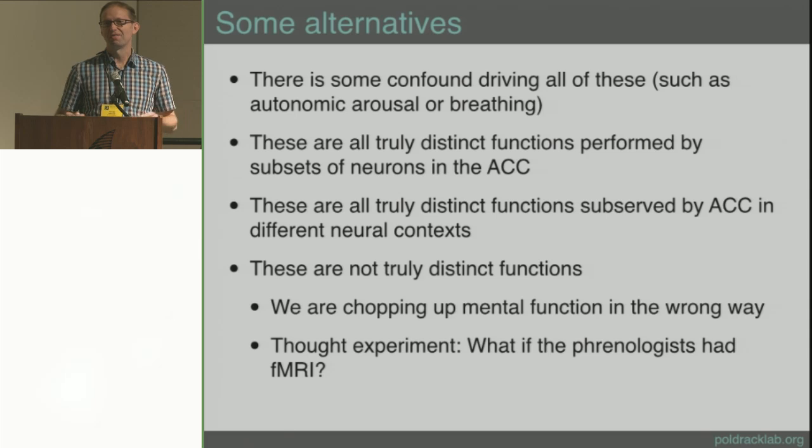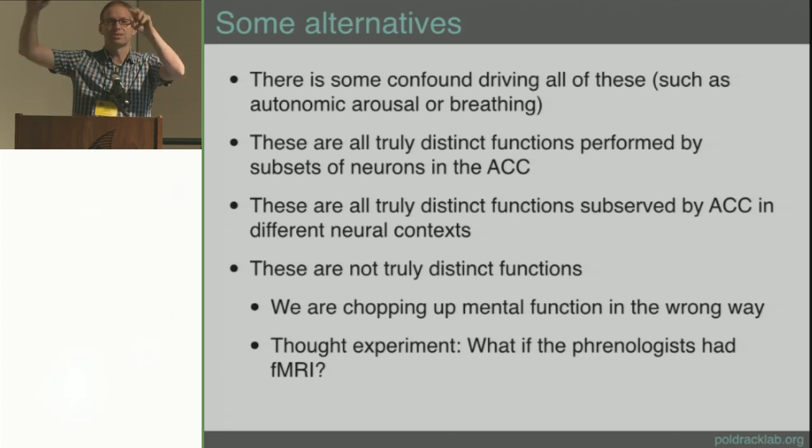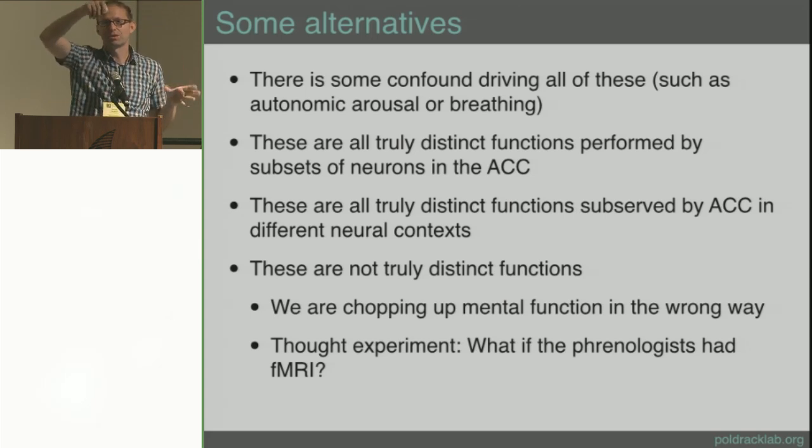It could be that there's some confound driving this. Whenever we do a task, we breathe harder, and that's driving it. Actually, I'm not sure we've ruled out all of those potential confounds. It could be that there's a distinct function subserved by different subsets of neurons within the anterior cingulate: a pain column and a difficulty column, and so on. It could be that the ACC serves all these different functions in different contexts. When it's talking to motor cortex, it's subserving one function. When it's talking to periaqueductal gray, it's subserving another.